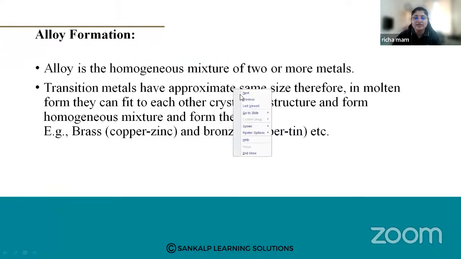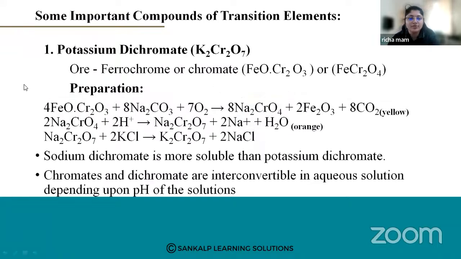So let us see the structure, very important. Mark this as important. The structure of the chromate ion: it has a tetrahedral structure. So Cr, O, O, O, O, and 2 minus. Now dichromate, let me draw it here.